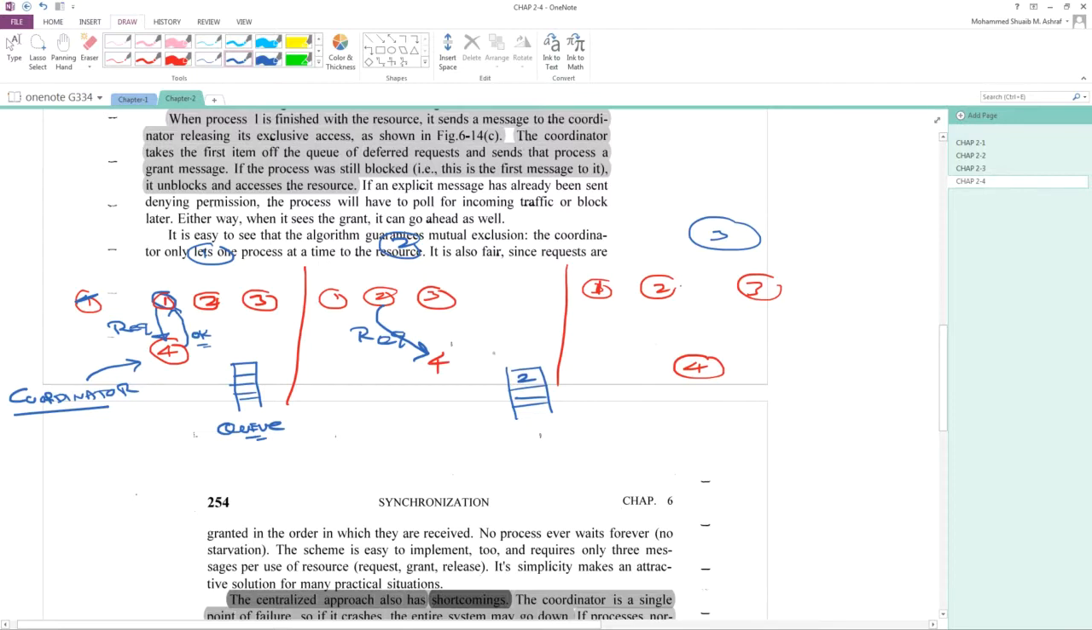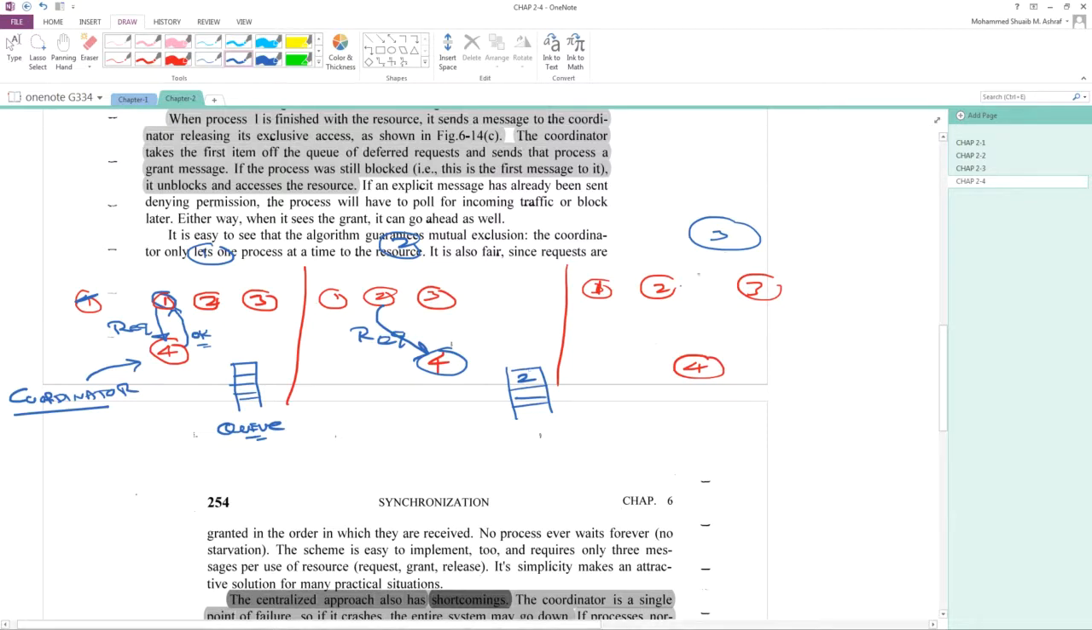Do you understand or not? Diagram number 2. Again I will tell you, here the CPU is busy with process 1. At the same time process 2 wants to access the resource. So when he wants to access the resource, he will send permission, that is a request, to process number 4. Now 4 knows the CPU is busy with 1. So what will happen? Process 2 goes in the waiting queue. Understand or no? Diagram number 2.